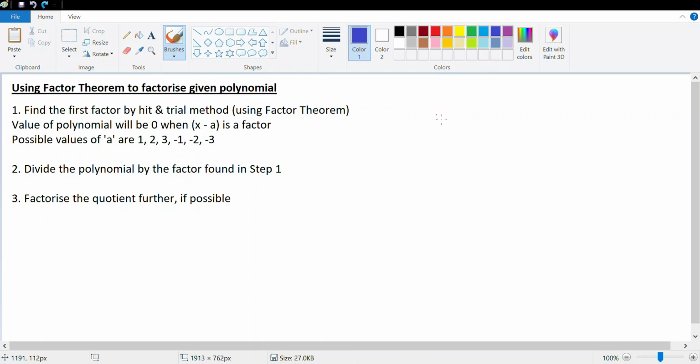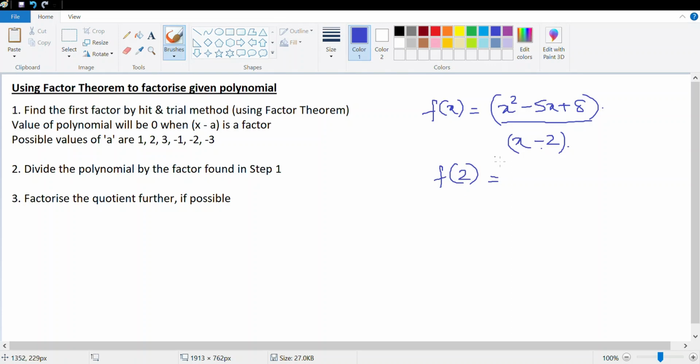The remainder theorem says that if we divide a polynomial, in this case let's take the example of x square minus 5x plus 8, and let's say I'm dividing this by x minus 2, and I need to figure out the remainder, we can figure out the value of this expression when x is equal to 2. That'll give us the remainder. So if I put x is equal to 2, this will give me 4 minus 10 plus 8, which means the remainder will be 2 when this expression is divided by x minus 2.